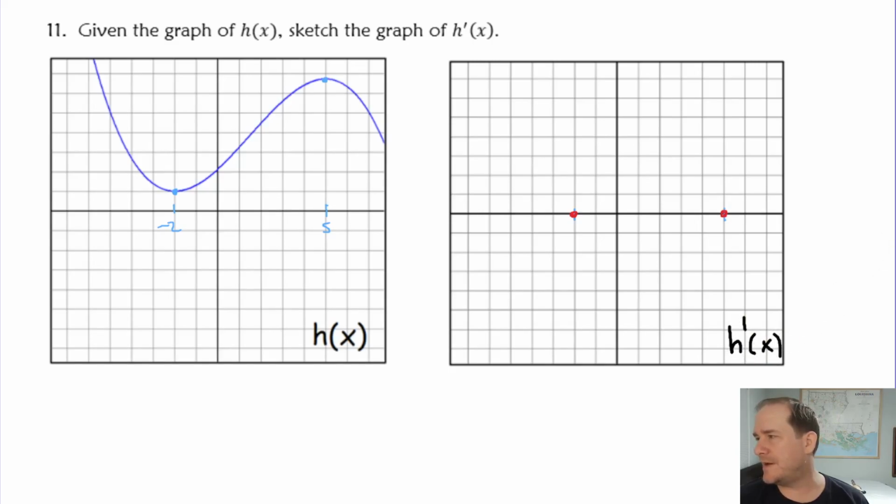The next point that I would go for if I were you would be right smack dab between these two. So what number is right smack dab between a -2 and a 5? Well, the middle would be the average, right? So add them up, divide by 2, and you get 3/2, which is 1.5. So at 1.5, my graph has this special point here.